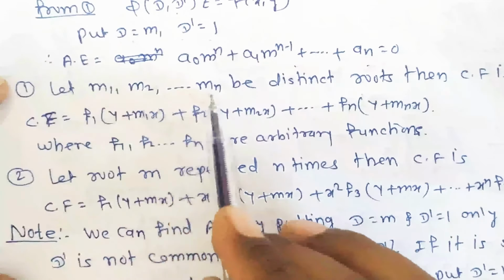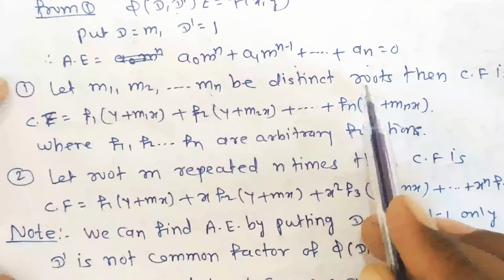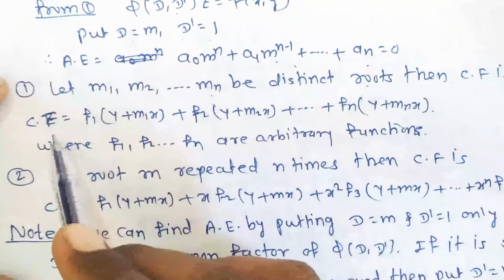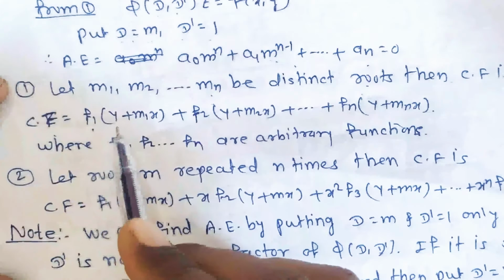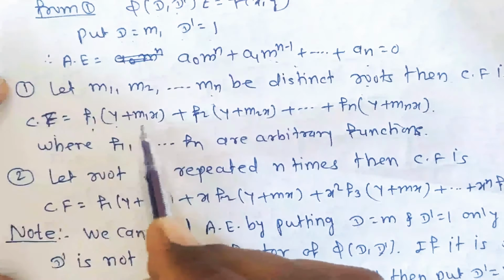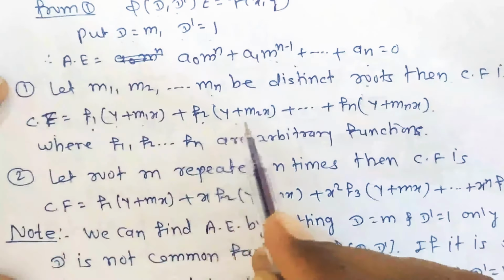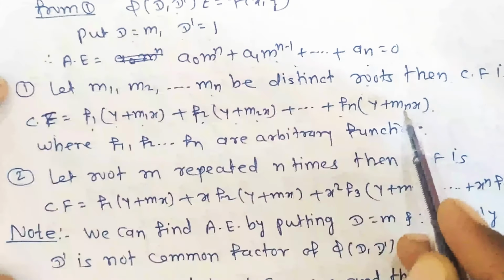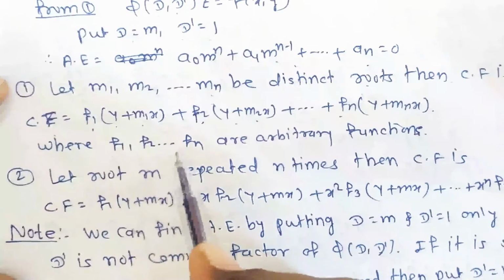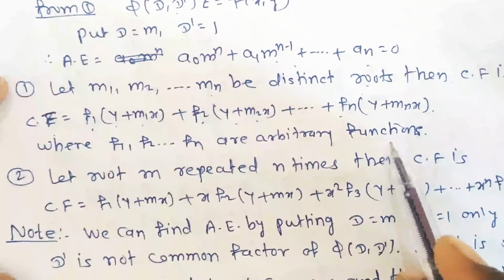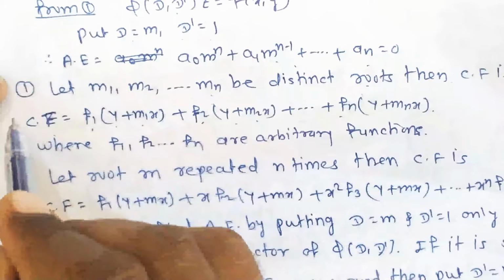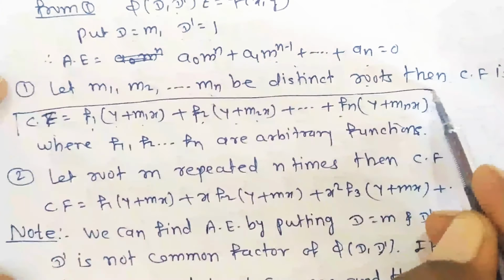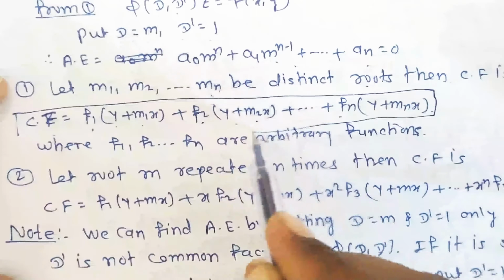m1, m2 up to mn, these are the distinct roots of this auxiliary equation, then the complementary function can be written as f1(y + m1x) + f2(y + m2x) + and so on + fn(y + mnx), where f1, f2, fn are arbitrary functions.